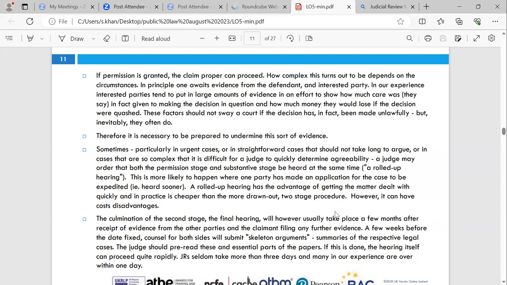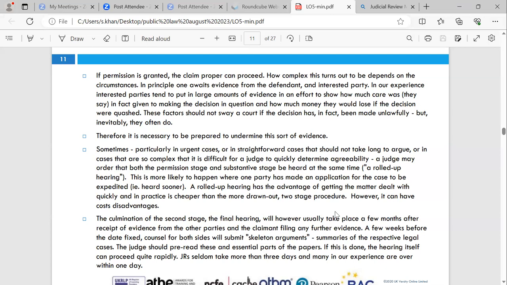Sometimes, particularly in urgent cases, or in straightforward cases that should not take long to argue, or in cases that are so complex that it is difficult for a judge to quickly determine arguability, a judge may order that both the permission stage and substantive stage be heard at the same time. A rolled-up hearing. This is more likely to happen where one party has made an application for the case to be expedited, which means heard sooner. A rolled-up hearing has the advantage of getting the matter dealt with quickly, and in practice is cheaper than the more drawn-out two-stage procedure. However, it can have cost disadvantages.